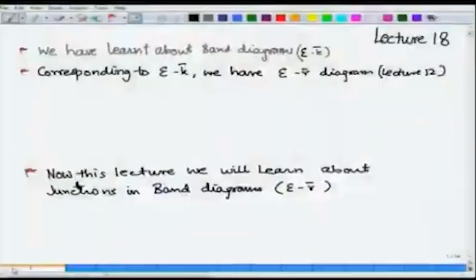Welcome to lecture number 18. So, what are we going to do today? Let's see. We have learnt about band diagrams. We were learning about energy and K band diagrams. Then after that, corresponding to the E-K diagram, we examined that we could have an E-position diagram, and that we did in lecture number 12.